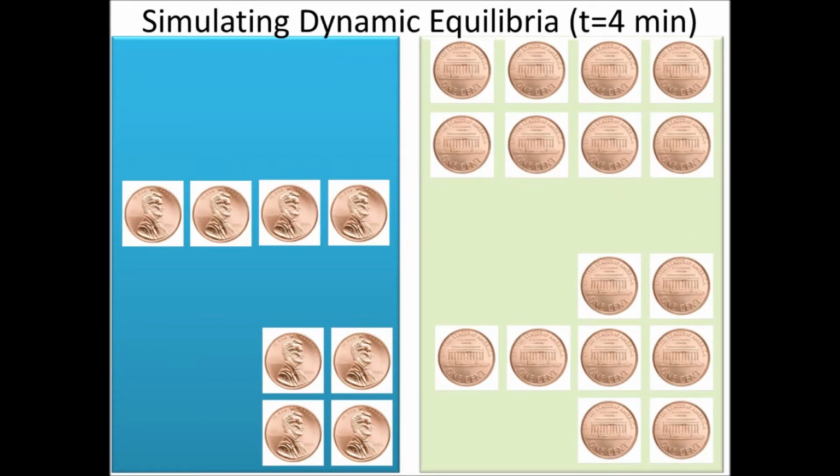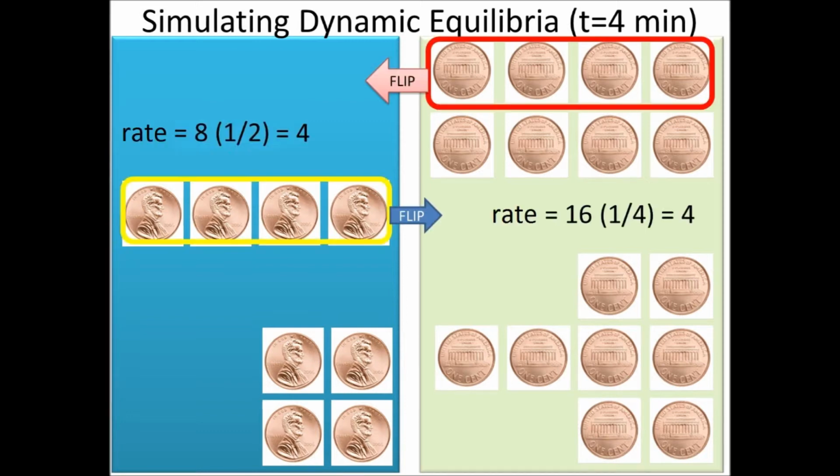Now we will make another line in our data table for time interval 4. We're going to record that we have 8 pennies in the heads up, or state A, and 16 pennies in the tails up, or state B. For this time interval, we're going to calculate the rate of change as we have been doing. We're going to take the 8 pennies in state A times the rate constant of the forward reaction. That's 1/2, and we get 4 pennies that need to flip from heads up to tails up. Now we're going to take the 16 pennies in state B times the rate constant of the reverse reaction, that's 1/4, and we see that 4 pennies are going to flip from tails back to heads.